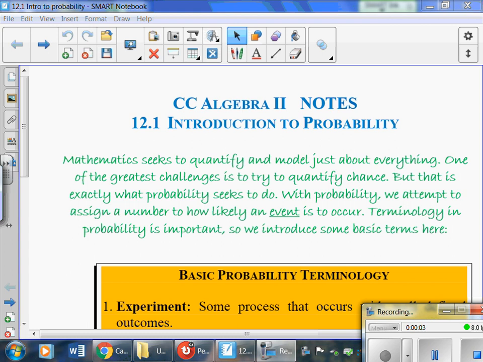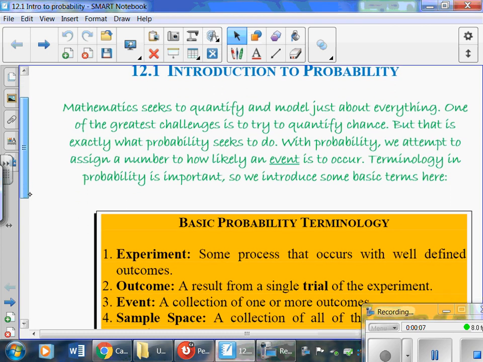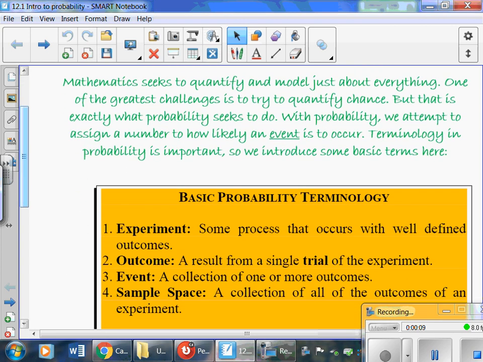Today's lesson is 12.1, Introduction to Probability. Mathematics seeks to quantify and model just about everything. One of the greatest challenges is to try and quantify chance, but that is exactly what probability seeks to do. With probability, we attempt to assign a number to how likely an event is to occur. Terminology in probability is important, so we will introduce some basic terms here.